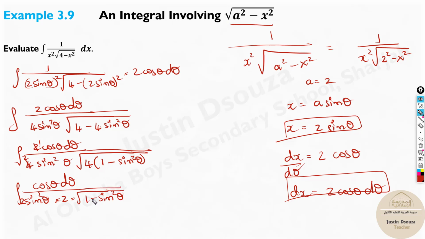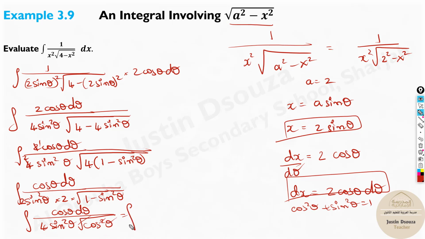Next, what I can see is 1 minus sine square theta. Now I know from the Pythagorean trigonometric identity, it is cos square theta plus sine square theta equals 1. If I take the sine square to the other side, it's going to be 1 minus sine square theta, that is cos square theta. So integral cos theta d theta divided by 2 times 2. There was 2 over here. 2 by 4 is 1 by 2, that is in the denominator 2, and 2 will be 4 sine square theta. And then what do we have? Square root, but 1 minus sine square theta is cos square theta, and now this square root and square can be cancelled off.